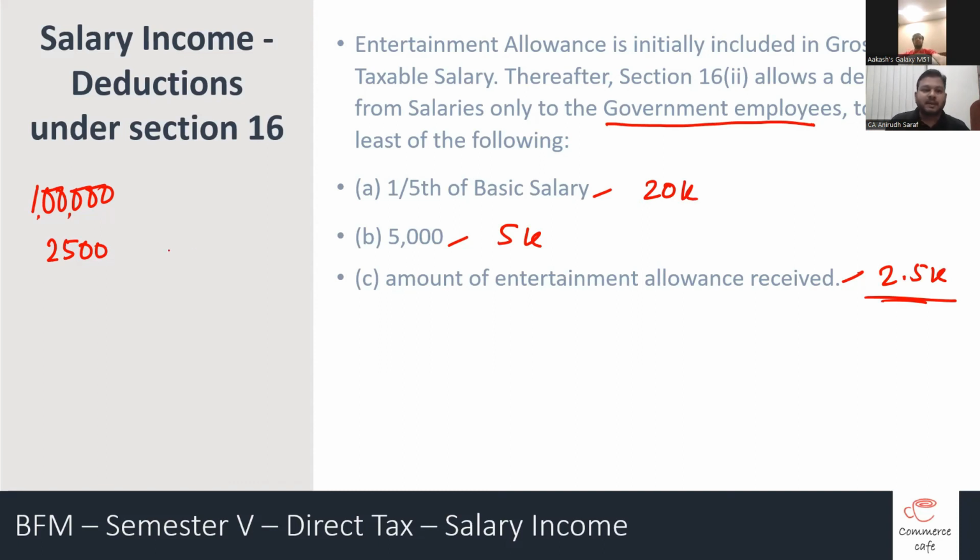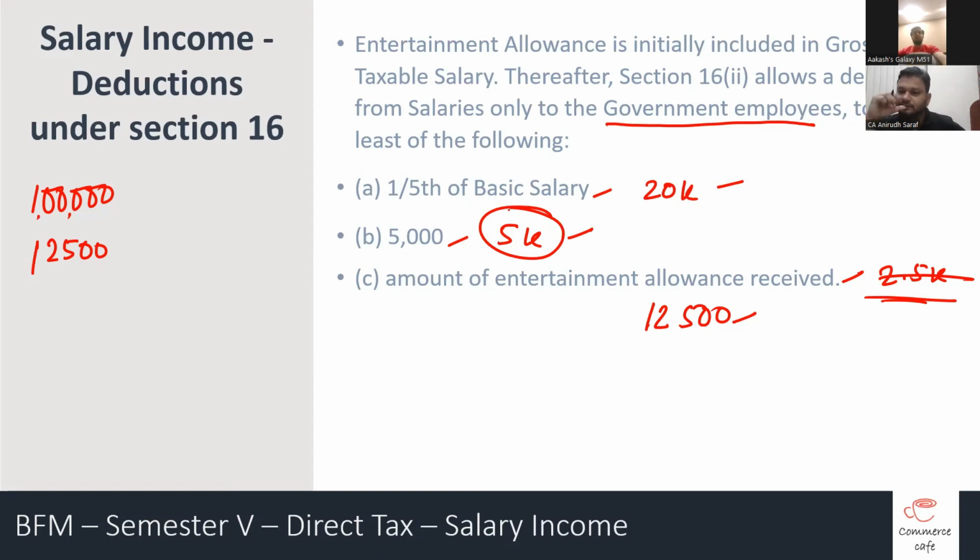Suppose instead of 2,500, the person received 12,500. Now tell me how much will be the deduction? The lowest amount of the three. So 20,000, 5,000, 12,500. Which is the lowest? 5,000. So in that case, this will be the deduction amount.